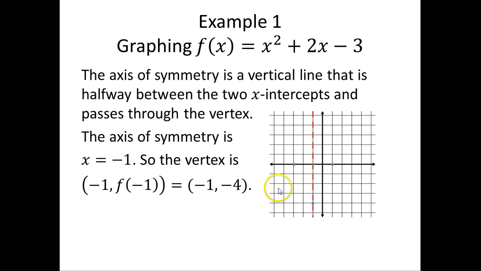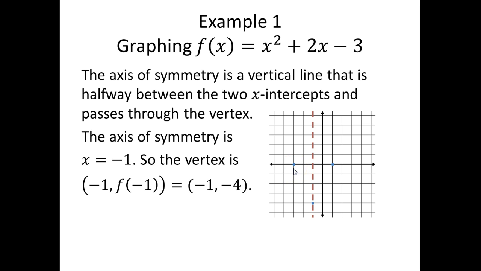So the axis of symmetry is a vertical line that's halfway between the two x-intercepts, which I've already plotted here. Here's -3, 0 and +1, 0. The axis of symmetry passes through the vertex. So the axis of symmetry has to be when x is equal to -1, because that's directly between the two x-intercepts. So the vertex is -1, since the vertex is on the axis of symmetry. And if I put -1 into my function, it gives me -4. So the vertex is at -1, -4.